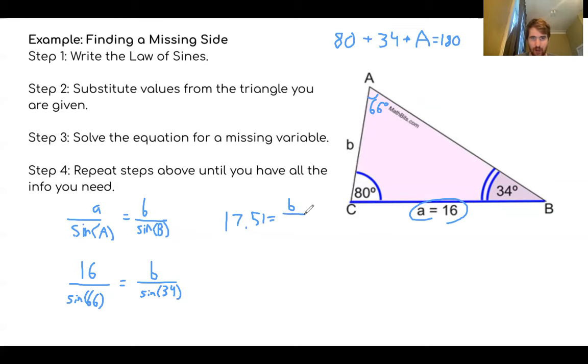And I got 0.55919. Again, as many decimals as you can include, the more accurate your answer is going to be at the end. It's better not to round at all until you get to the end. So now we just multiply that by 17.51 to cancel this out because we're dividing by 0.55. So we do times 0.55919. Got to do the same thing on both sides.